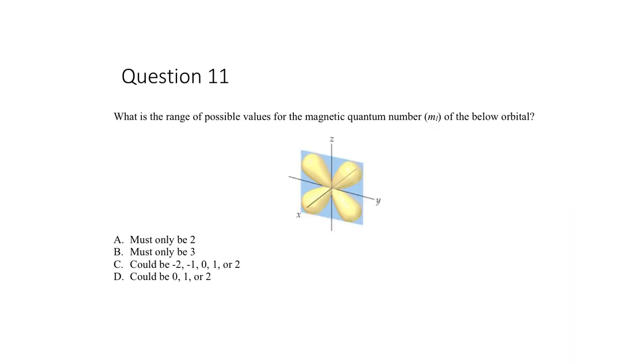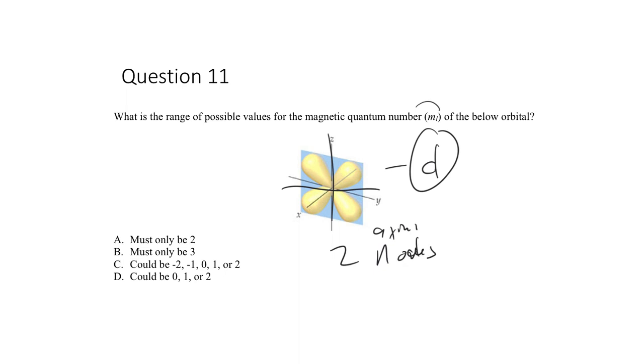Question 11: what is the range of possible magnetic quantum numbers, the M sub L's, for this orbital below? This is a d orbital. I can tell it's a d orbital because it has a double set of lobes. We talked about this briefly, but the number of nodes that separate the lobes is 2, so I have 2 axial nodes. That gives me the D-shaped orbital. And so the M sub L range here is -2, -1, 0, 1, or 2. I don't know which one it is, but it's one of those. The M sub L's can range all the way across that range, because that's the range for when L is equal to 2, given by the shape of that orbital.